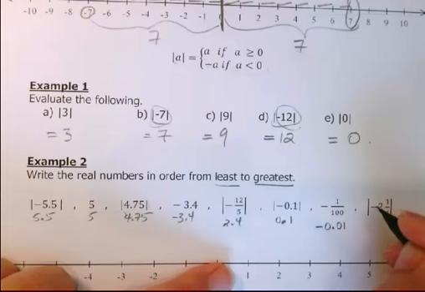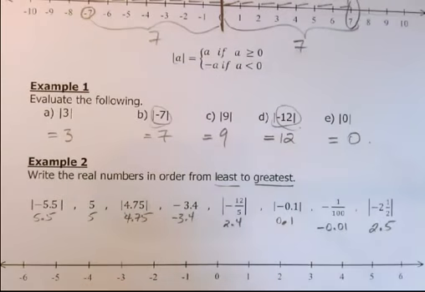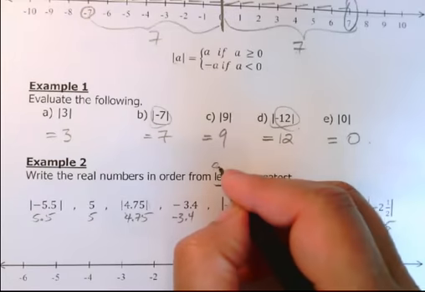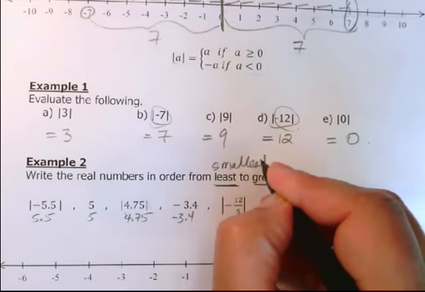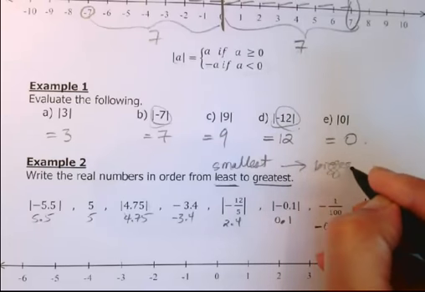And this here gets rid of our negative, the absolute value around it. So it's just 2.5. Okay. Now, from least to greatest, that means start with the smallest and write the numbers so that they go to the biggest.